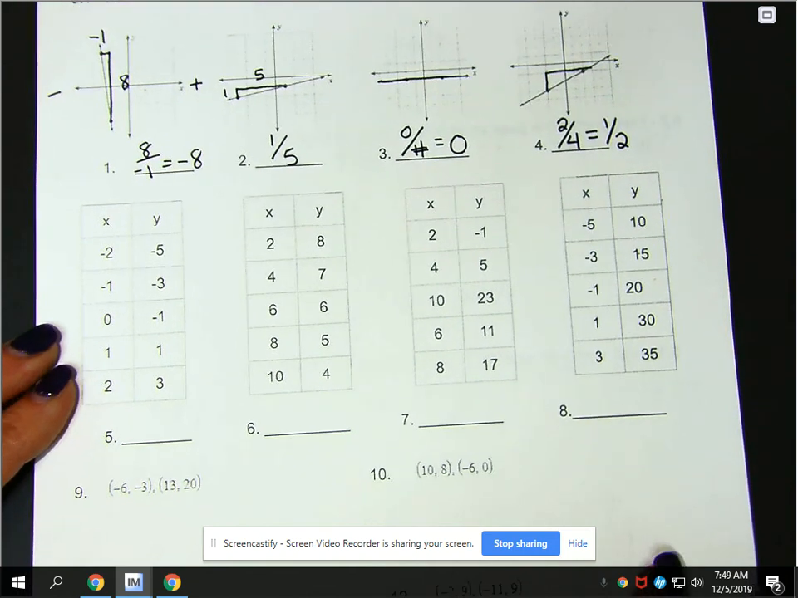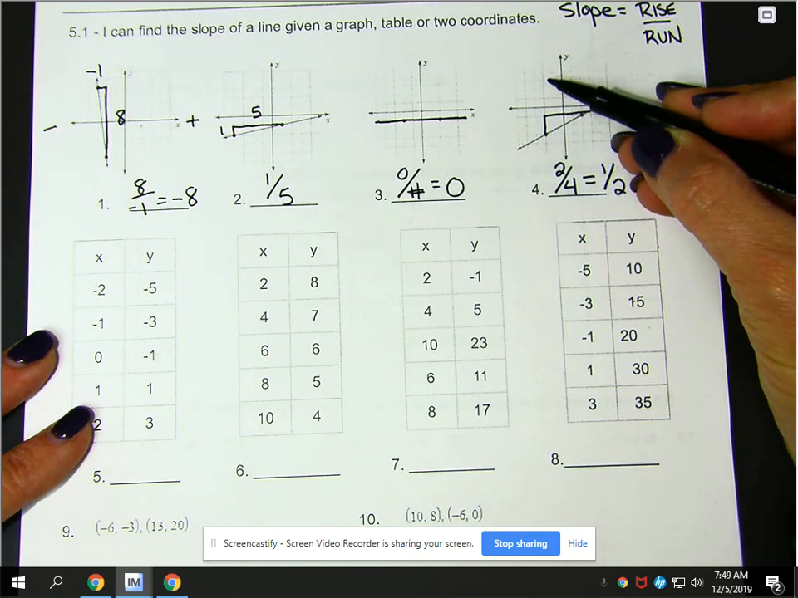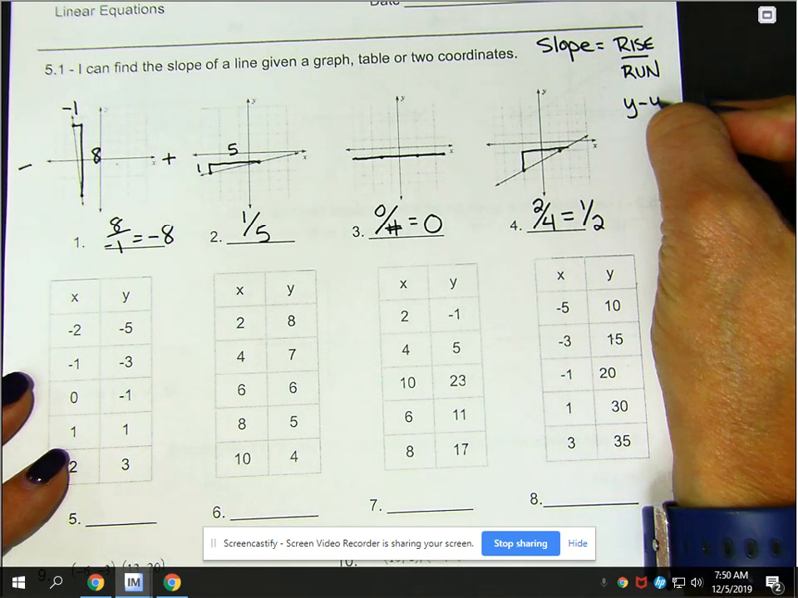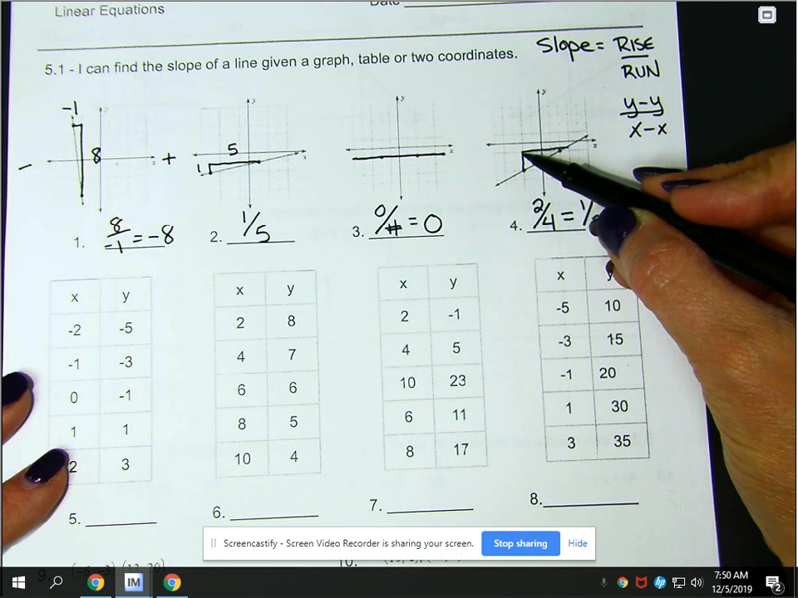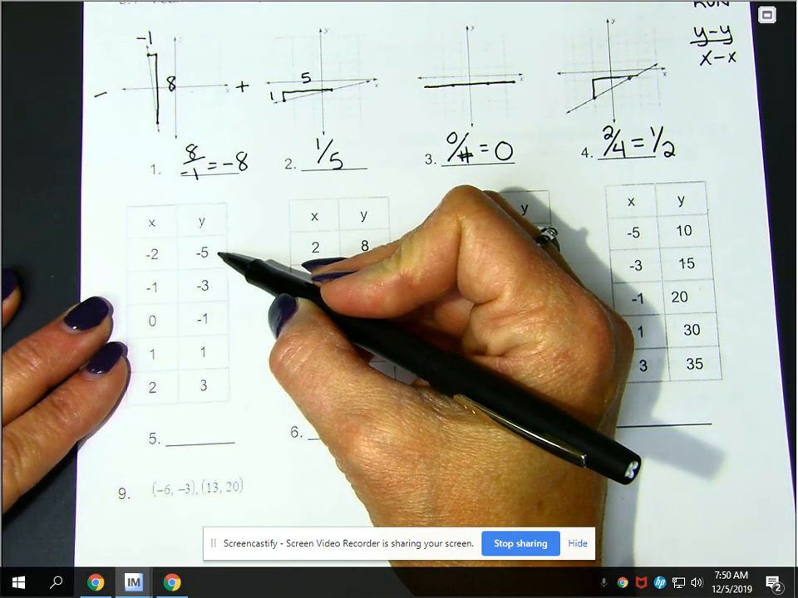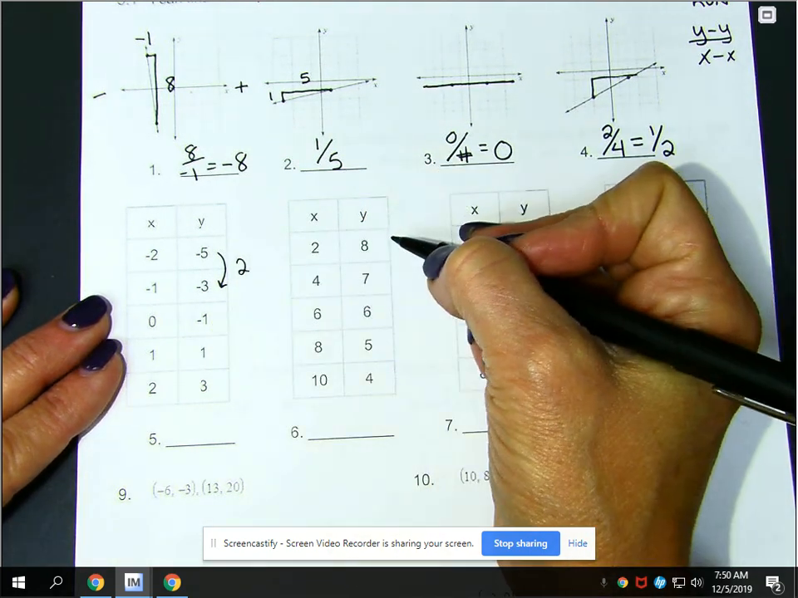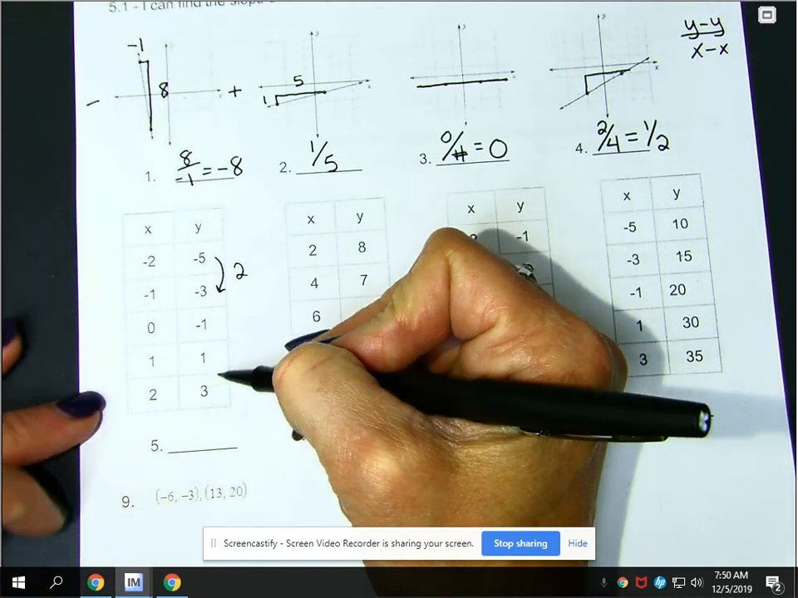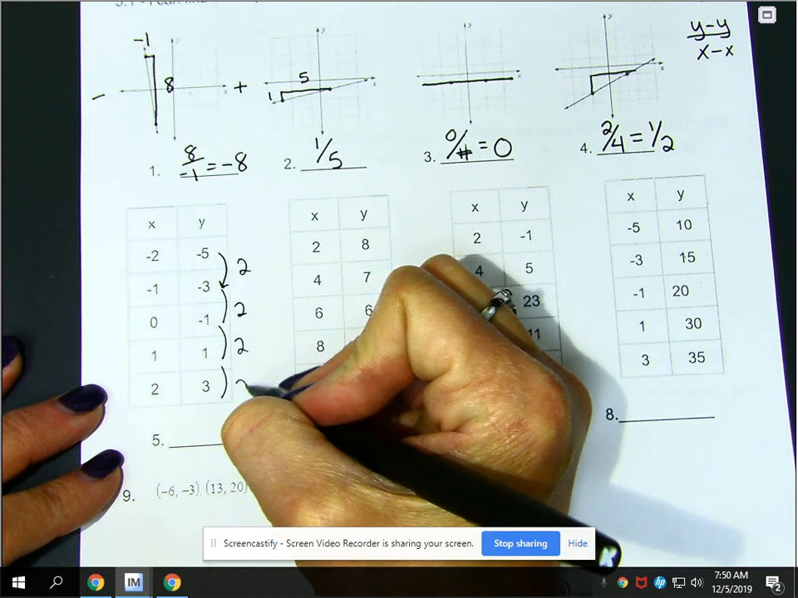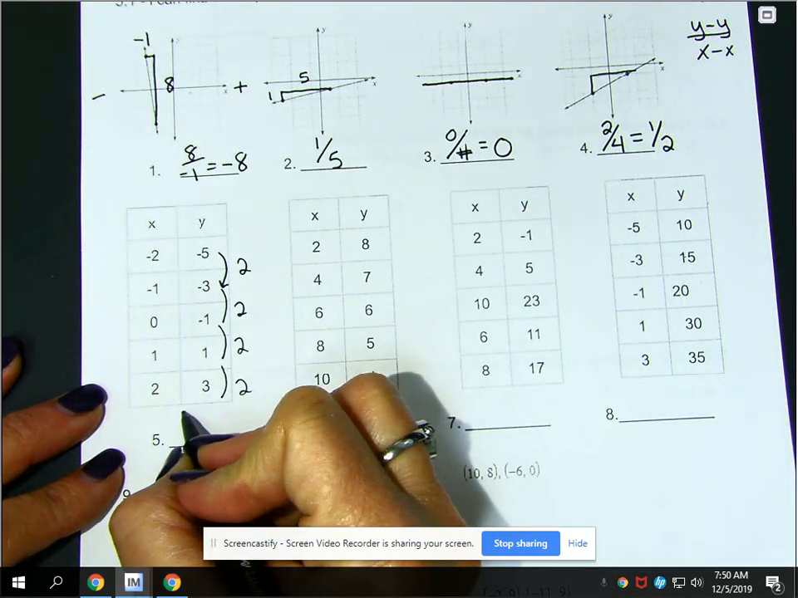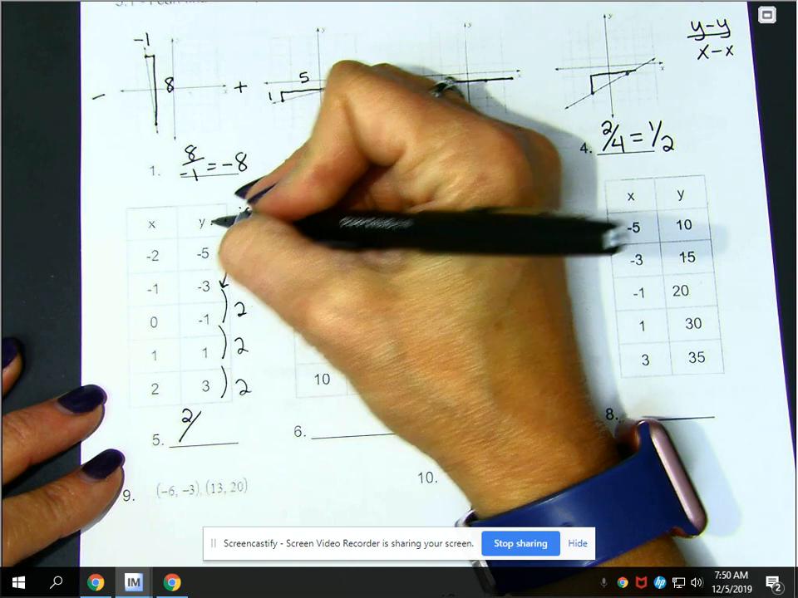Next part, given a table. When we had lines, our rise is really the change in y. Some teachers use the formula, the change in y over the change in x. So the change in y from the bottom point to the next point in that example is a +2. Now we have to make sure that all of these points form a line. So we're going to keep going and make sure that the change in y's are all the same. And in this case, they are. They're +2. That's the number that goes on the top. That's your rise. The difference in the y's, up and down.